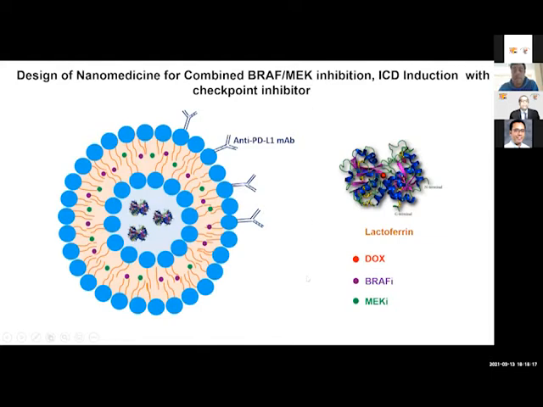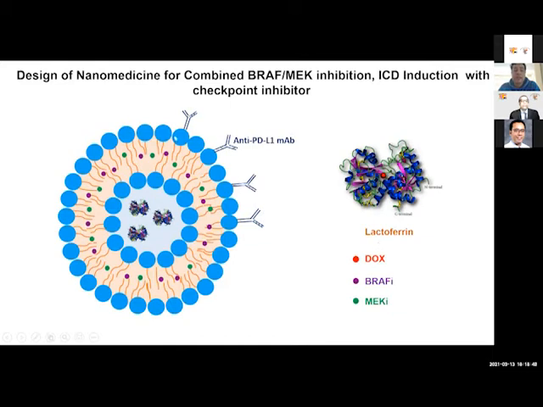So we have encapsulated those drugs, BRAF inhibitor and the MEK inhibitor, into a liposome by a certain method of conjugation to some of the phospholipids incorporated in liposomes. Then we have encapsulated into the aqueous core of liposomes some other nanomedicine, very tiny, about 40 nanometer. It is composed of lactoferrin conjugated to the doxorubicin. Doxorubicin in low doses can induce immunogenic cell death.